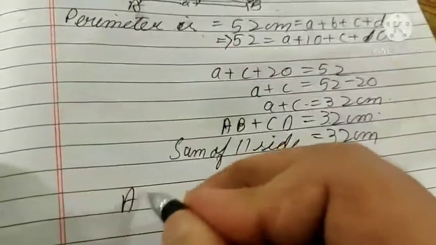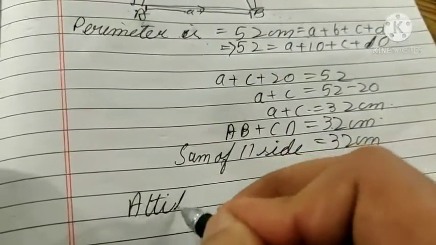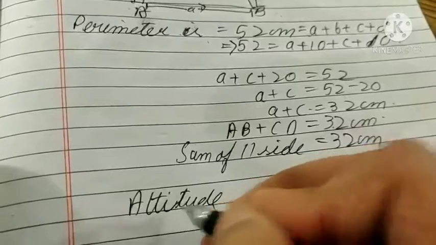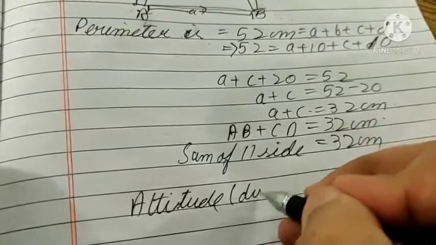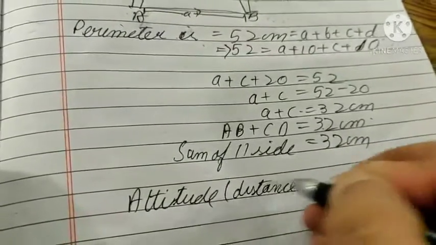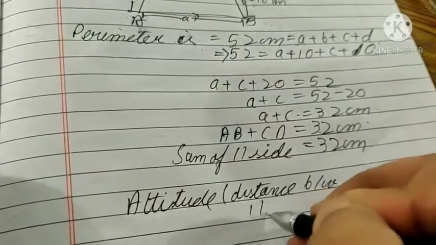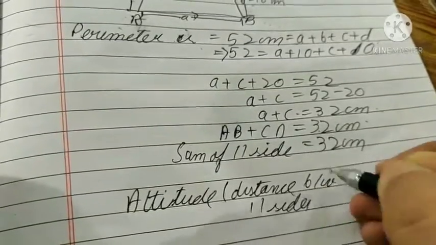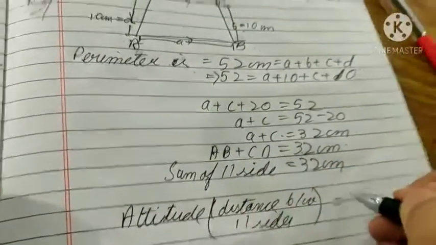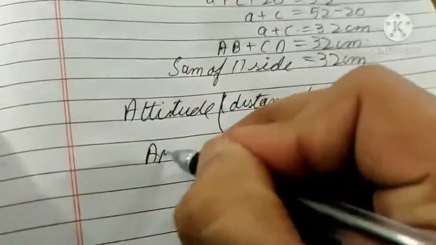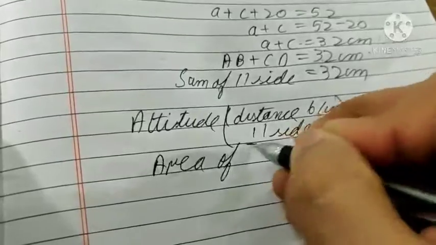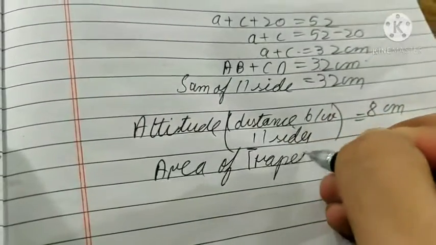Altitude is 8 centimeters. Altitude means the height, the distance between parallel sides. It is 8 centimeters. Find the area. Area of trapezium.